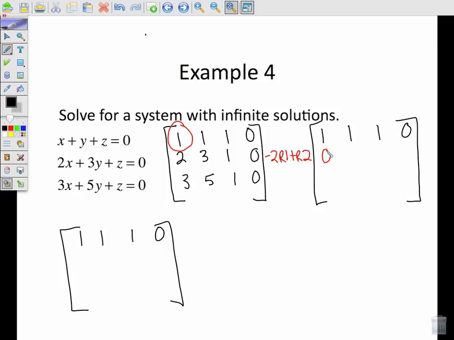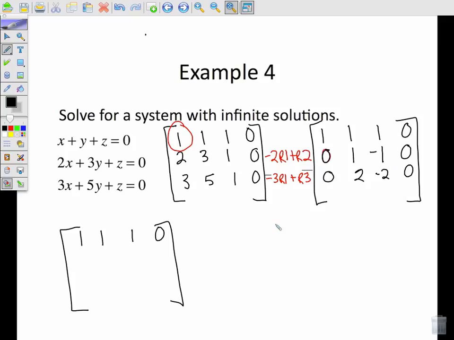Let me change colors here. 0 and then 1. Negative 2 plus 1 is negative 1. And 0 plus 0. And then what we'll do is take negative 3 row 1 and add it to row 3. So we get 0. Negative 3 plus 5 is 2. Negative 3 plus 1 is negative 2, and 0 plus 0 is 0.